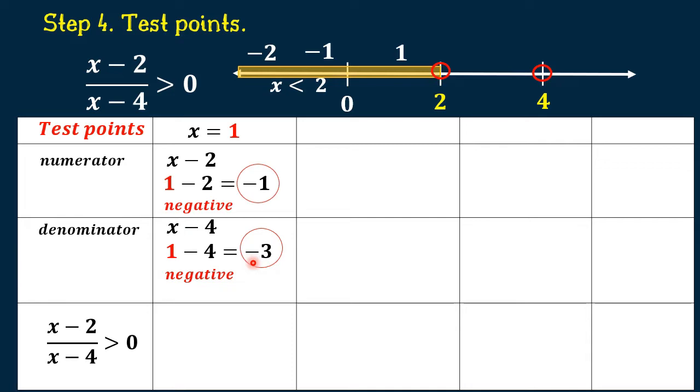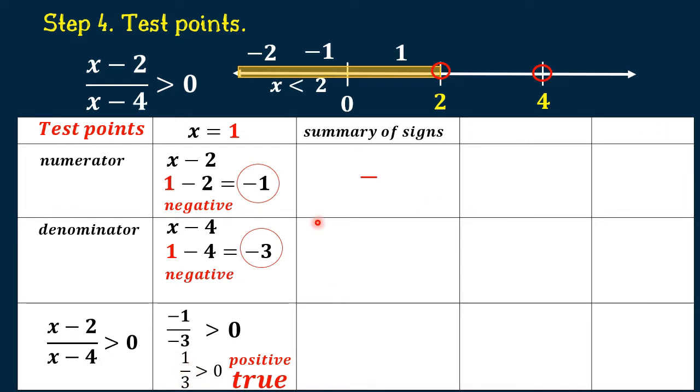Kapag kukunin na natin ang whole inequality, we have numerator divided by denominator which is greater than 0. So, take note, our numerator is negative 1, our denominator is negative 3. That is greater than 0. Take note that negative divided by negative is positive. So we have here a positive result. And this is true, of course, because 1/3 is greater than 0.